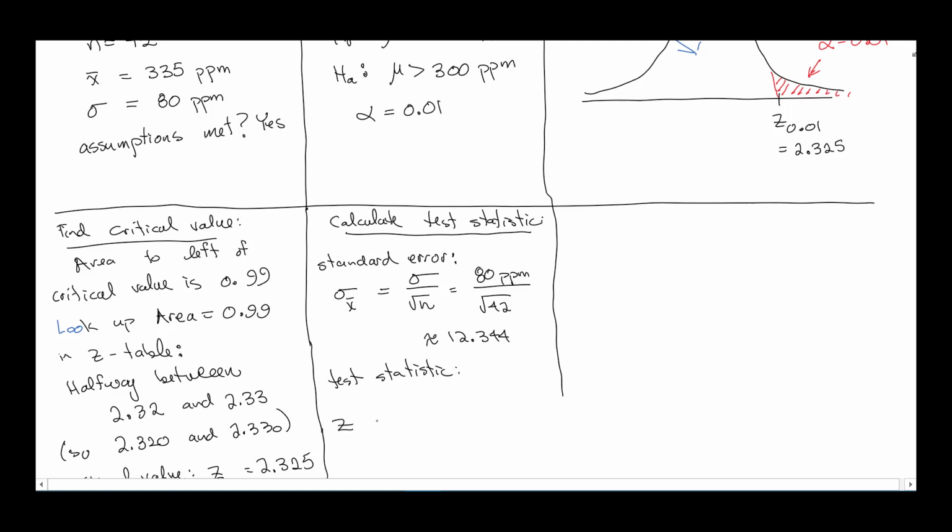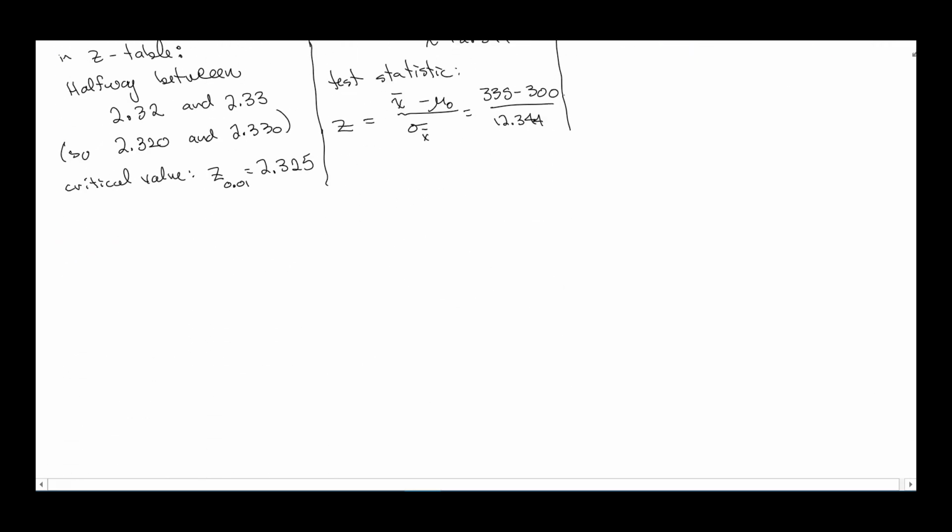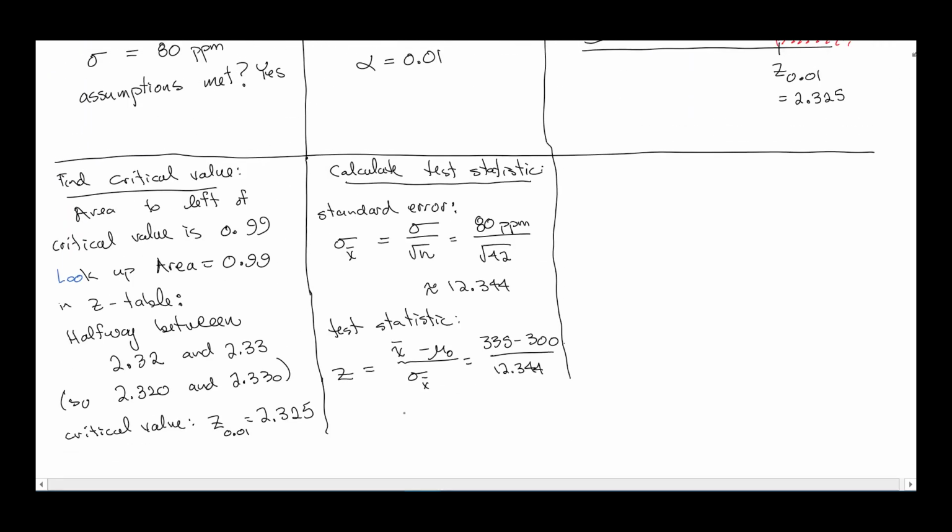Okay, so then my test statistic, that's going to be my z. So I always subtract what I am comparing. So I take my sample mean and I subtract my benchmark and I divide by that standard error. And so this is going to give me 335 minus 300, that's my benchmark, divided by 12.344. And so that turns out to be about 2.835.